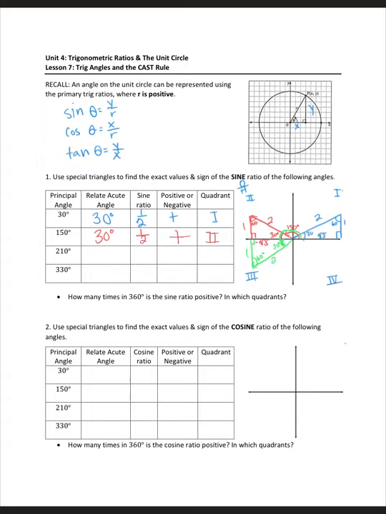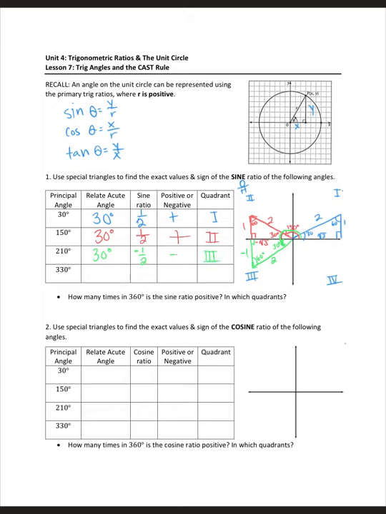So now again, we have to evaluate, what's negative and what's positive? I know my x is negative, but now my y is also negative. So my related acute angle again is 30 degrees. My opposite side is negative 1, and my hypotenuse is 2. So this time, our sine ratio is negative, and we are in quadrant 3.